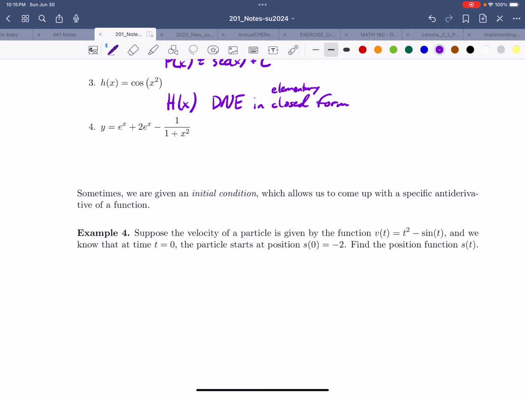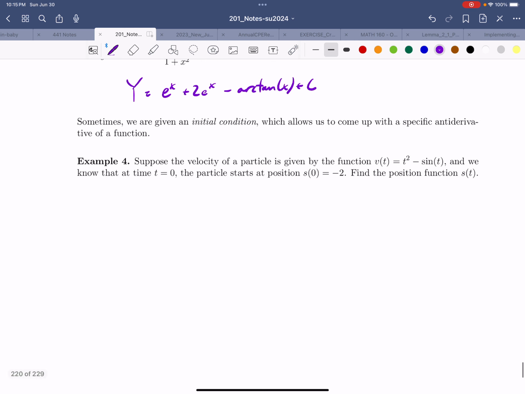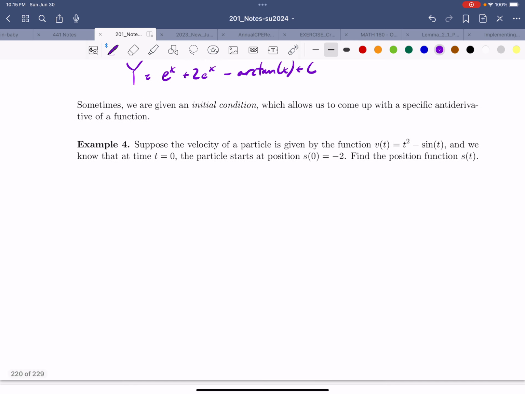All right, last but not least, antidifferentiate this. Well, if e to the x is its own derivative, then it's its own antiderivative. And then what about that last term? You recognize it? It's arctan of x plus c. Right? All right.